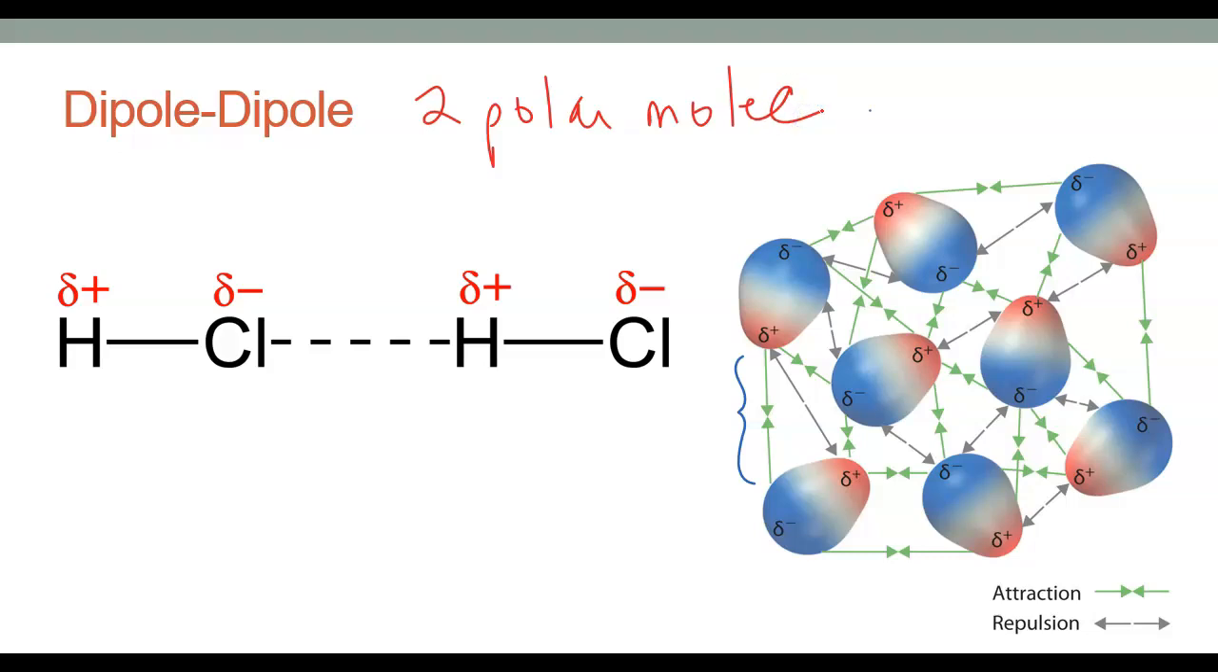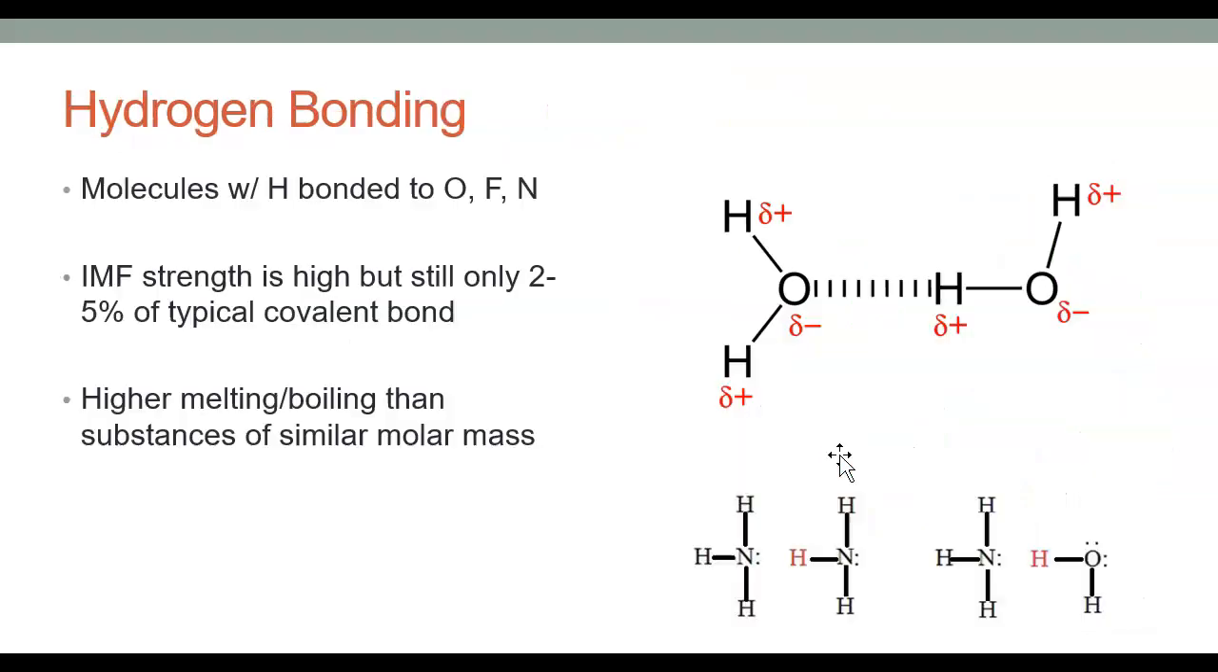If we have something like this, what you see is that we have the balance between where we have positive and negatives attracting, and then positives and positives repelling. And so there will be a balance between that, but dipole-dipole are typically going to be a little bit stronger. Stronger than that will be hydrogen bonds, and so this is going to take place if hydrogen's bonded to oxygen, fluorine, or nitrogen. The strength is going to be pretty high, but it's not going to be quite as high as a covalent bond. It's still only 2 to 5% strength compared to a covalent bond.